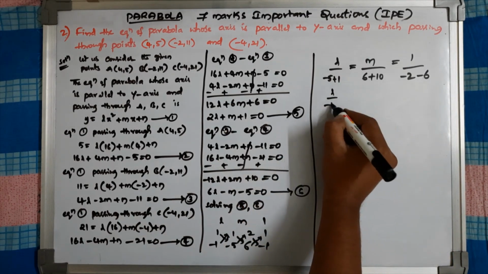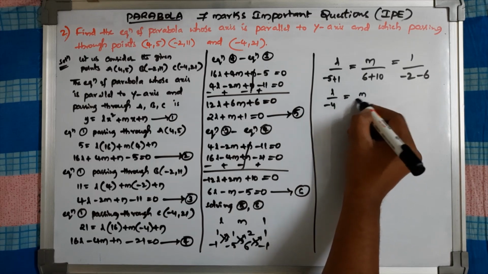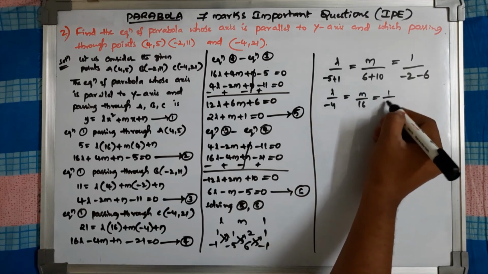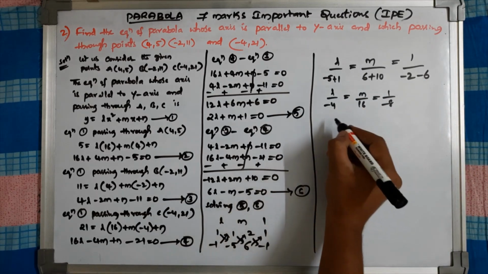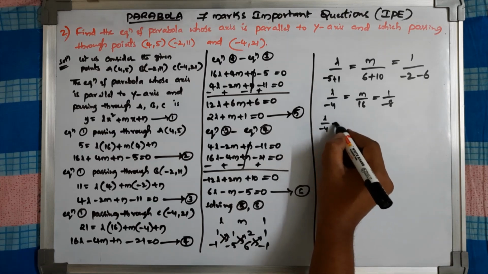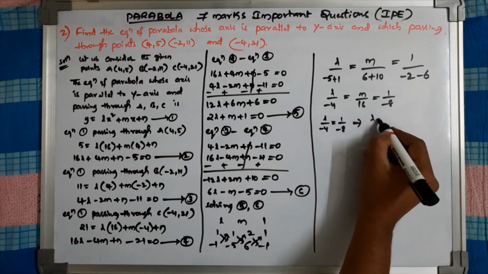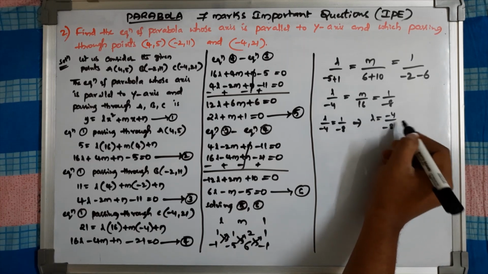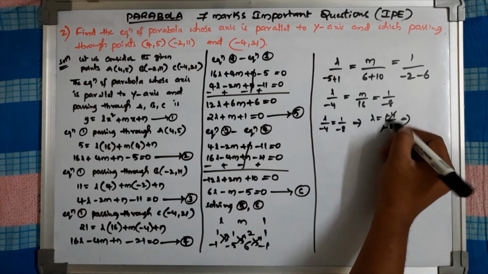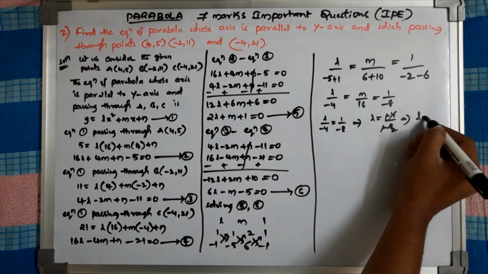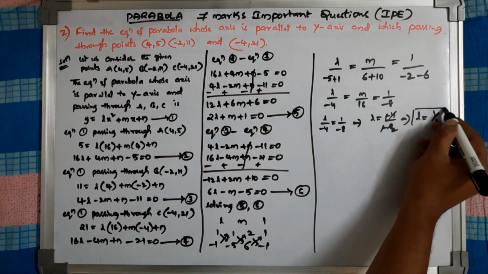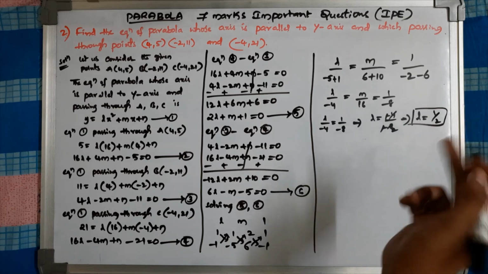L by minus 4 is equals to M by 16 is equals to 1 by minus 8. So L by minus 4 is equals to 1 by minus 8. That should be L is equals to minus 4 by minus 8. Minus minus cancel, 4 1s are 4, 2 4s are 8. L is equals to 1 by 2. The value of L is 1 by 2.